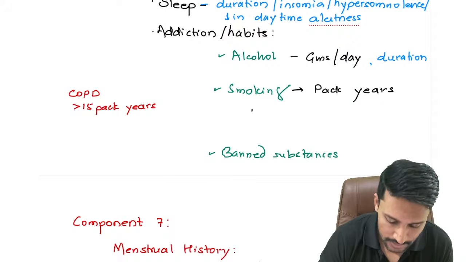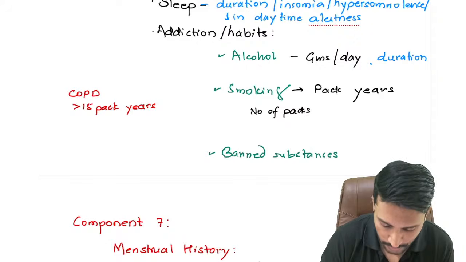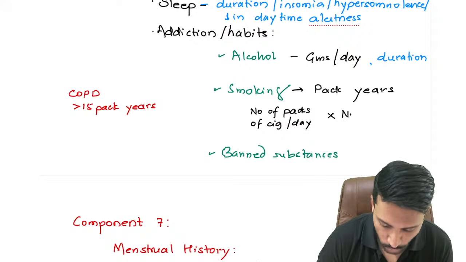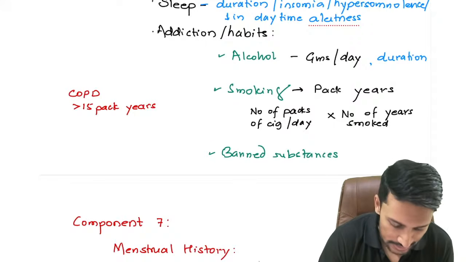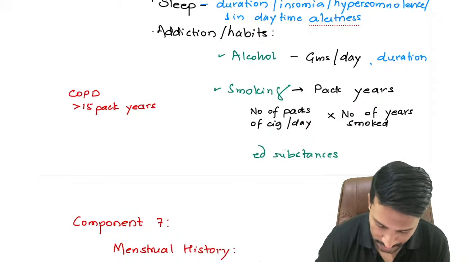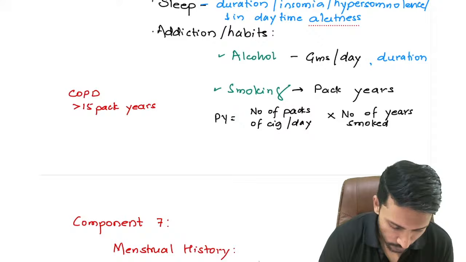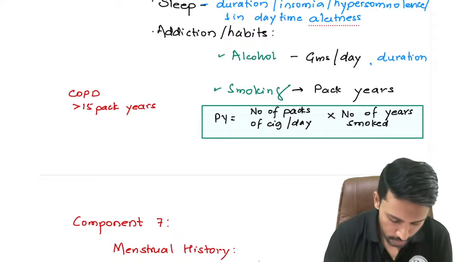Pack years is defined as the number of packs of cigarettes smoked per day into the number of years smoked. See, it's such an intriguing parameter. Pack years is equal to number of packs of cigarettes smoked per day into number of years smoked. Just to give you an example, right?